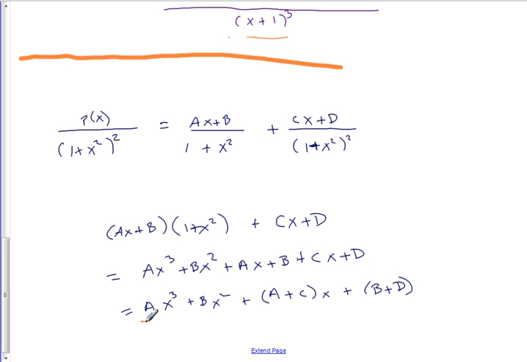Of course, I can choose my a to be anything, whatever the coefficient I want on the x cubed here, and I can choose b to be whatever the coefficient I want on the x squared to be. Once I have a chosen, I can choose c so that this coefficient of x is going to be anything I want it to be. And once I have b chosen, I can choose d so the constant is anything I want. So it's the most general cubic possible. And that's the point here.